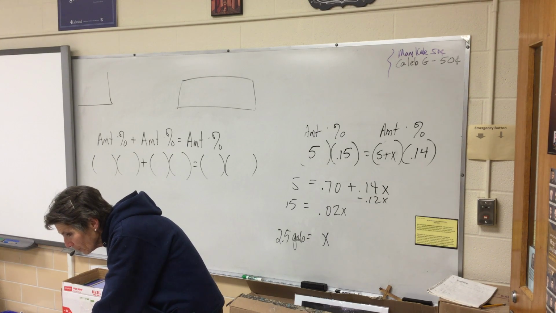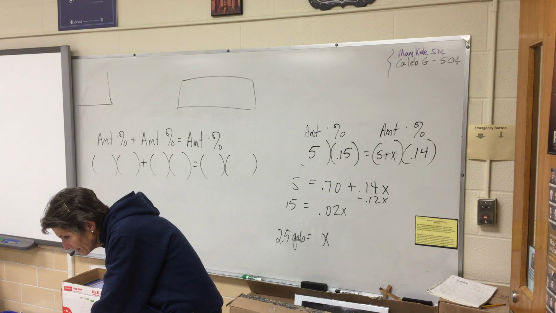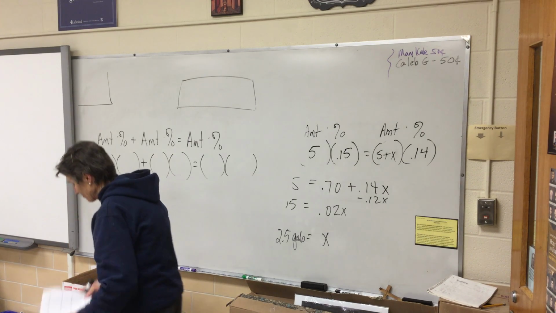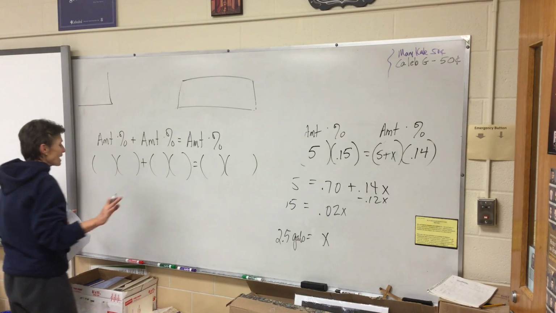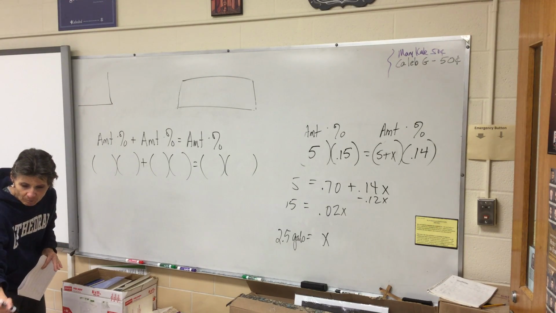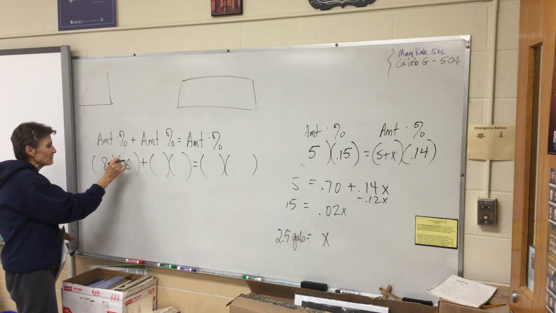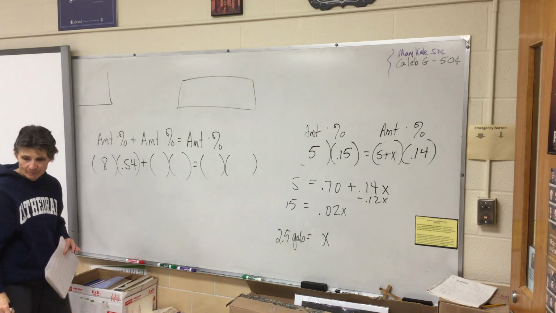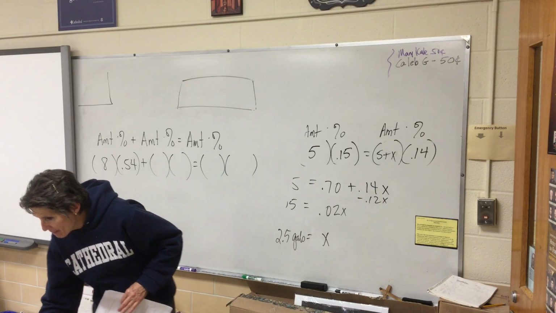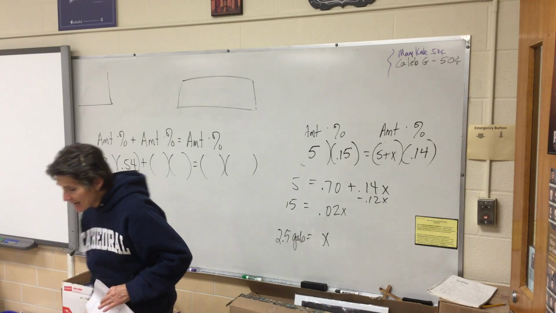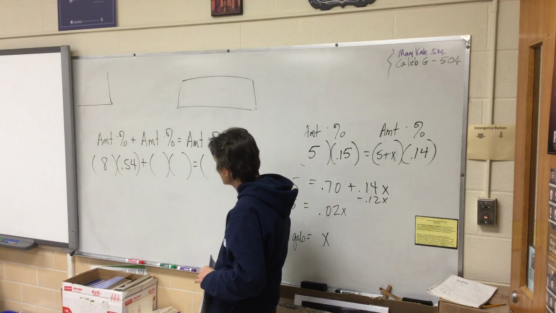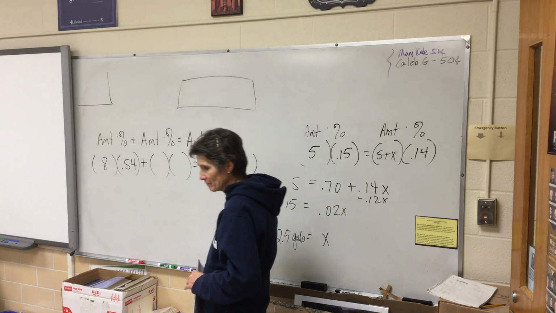Can somebody help Will out? I don't think he has the notes with him. It's if 8 cups of 54% acid solution. Thank you, Gabe. If 8 cups of 54% solution, the amount is 8 cups and the percentage is 54%.